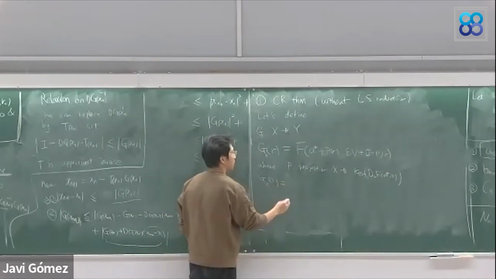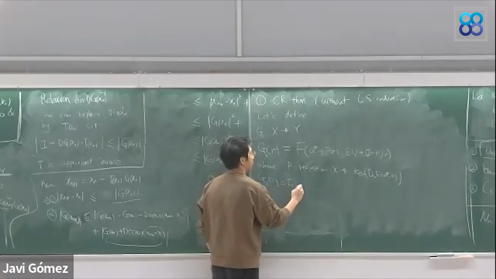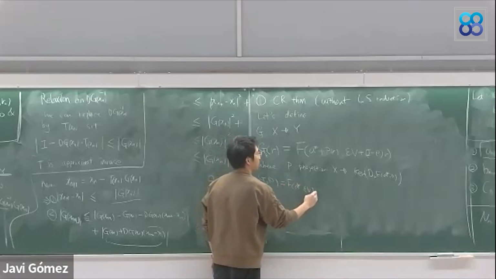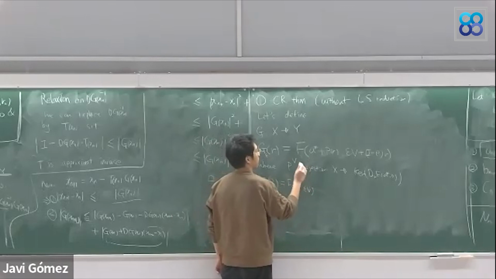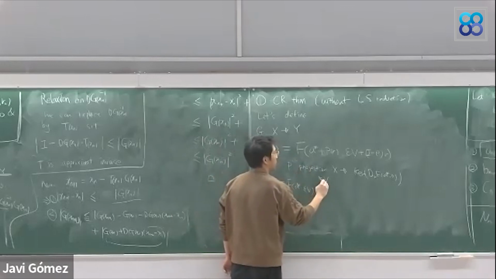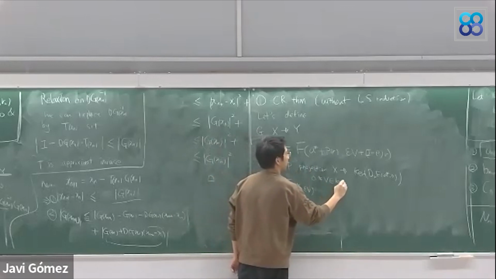So the motivation is that at 0, we get F of (A star, epsilon) times V. So here V is the non-zero element in the kernel space.